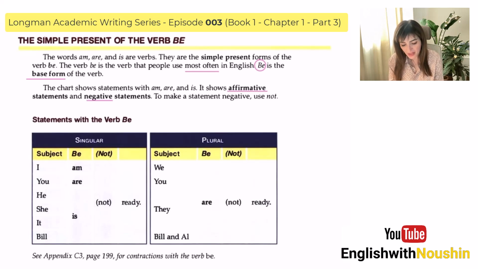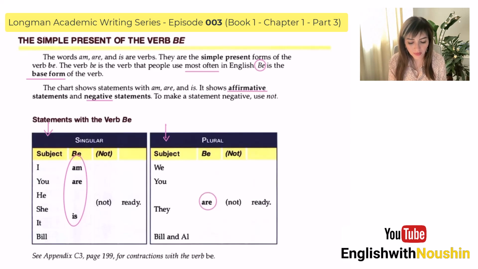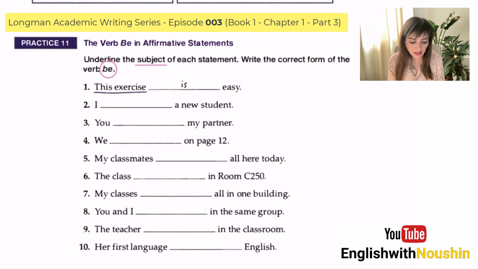Practice 11 says: underline the subject in each statement and write the correct form of the verb be. So you look at your subject, and then depending on your subject, you choose your verb. Pause the video for a minute or as much time as you need, and then come back and check with me. Ding ding.